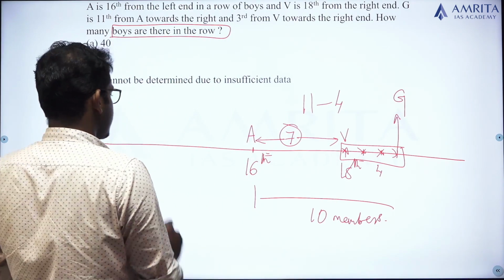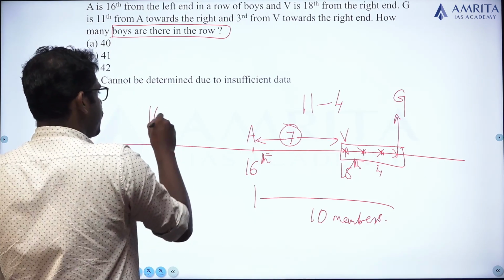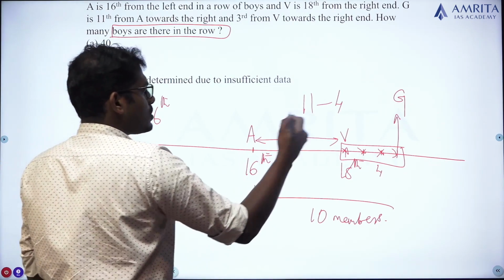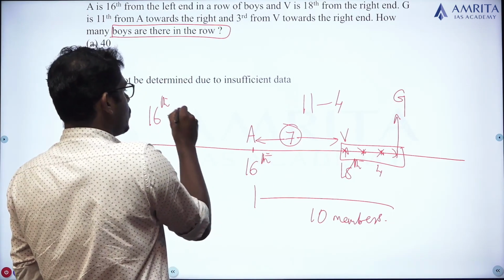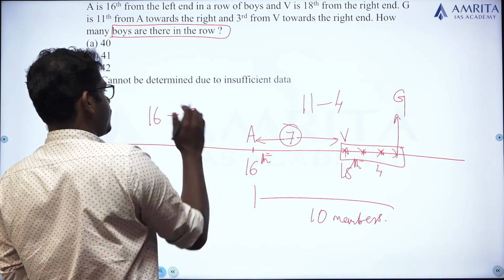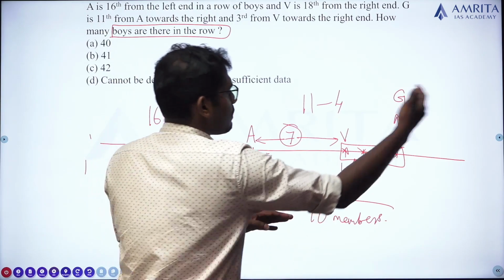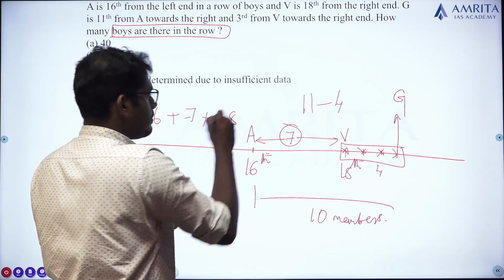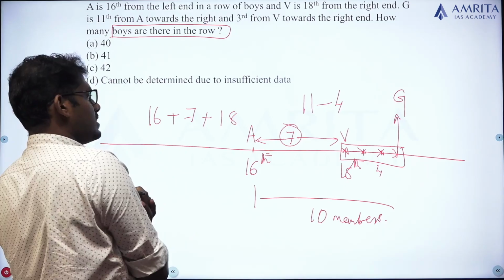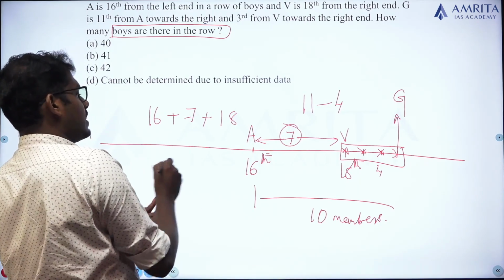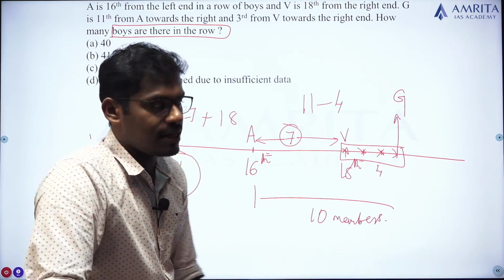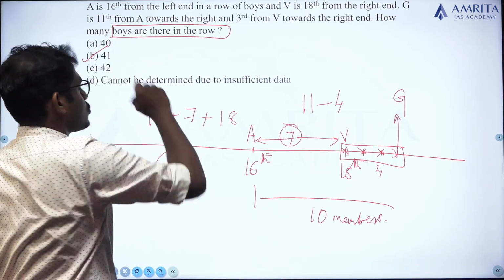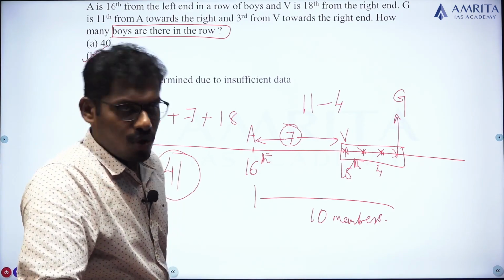Now listen. A is 16th from the left. To the right of A and excluding V, how many members are there? 7 members are there. Including V to the right, there are 18 members. So 18 plus 16 is 34. 34 plus 7 is 41. So total there are 41 members in the row. So the answer for this question is option B, 41. Okay.